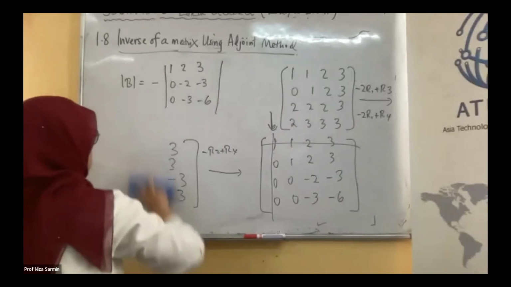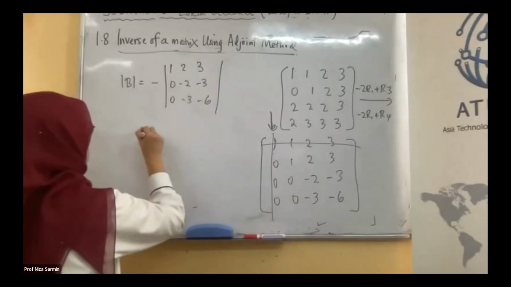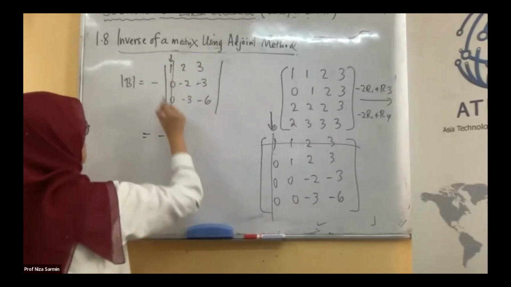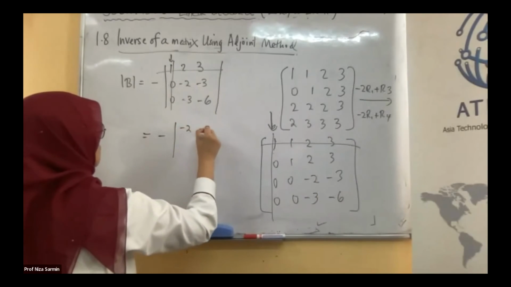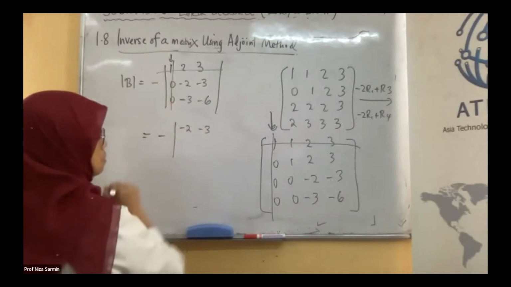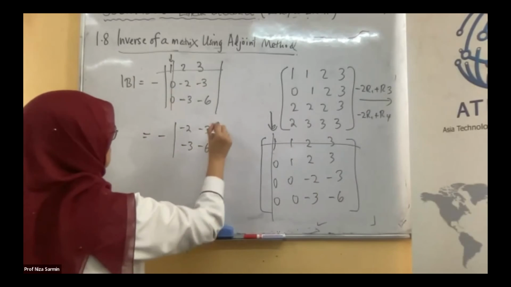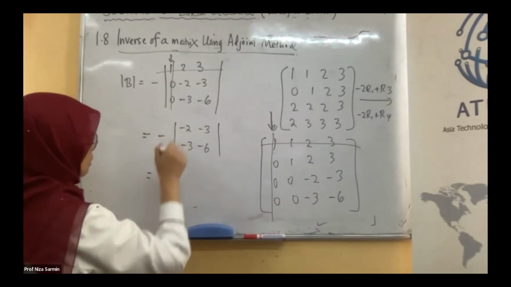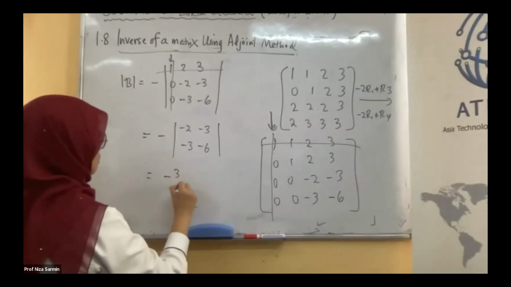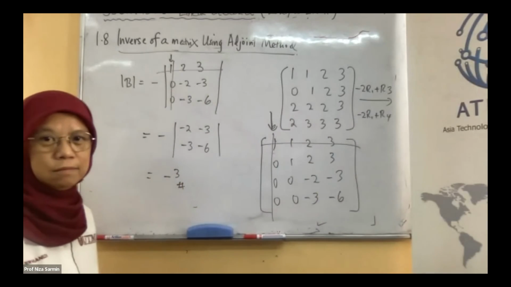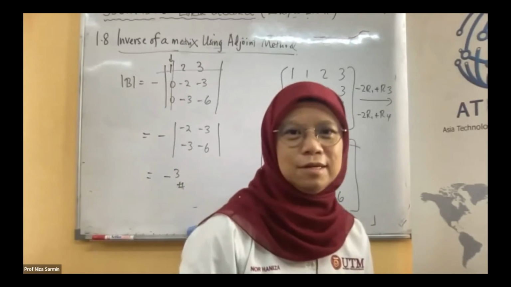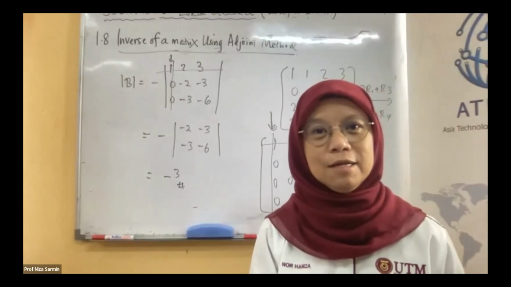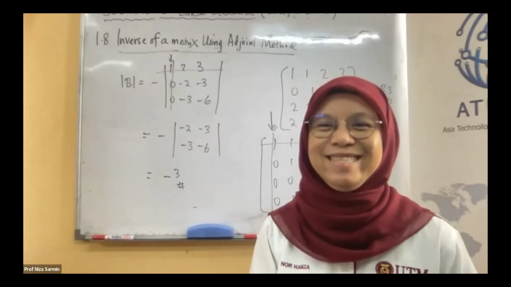Okay. Then, again, I take this. So negative, then this. Twelve minus 9. Betul tak? Is it right? Okay. So this is the determinant. Not yet the inverse, just the determinant.